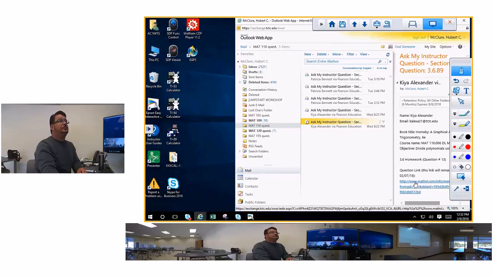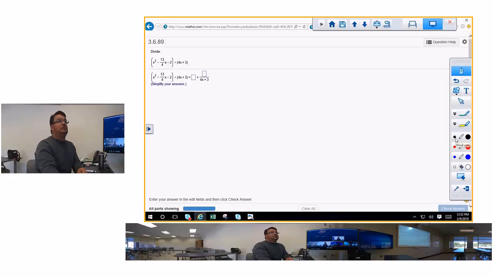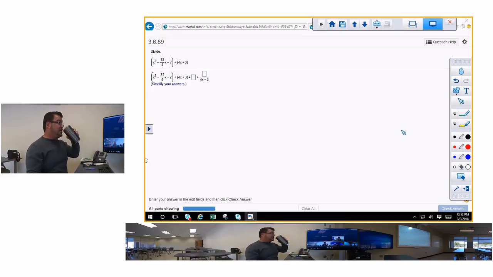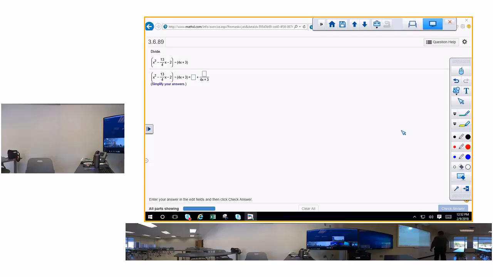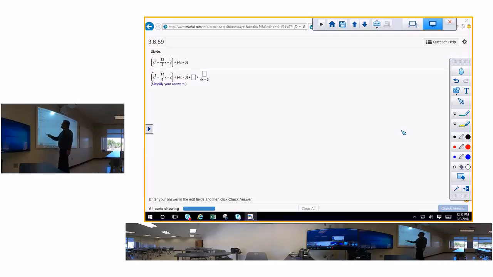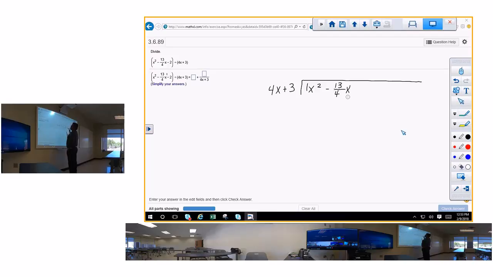And I think this one is long division also. I'll start this one out for you. And again, it's the same type of question, but you've got to make sure everything is there. If anything is missing, you've got to put it in. So let's look. This is x squared, x to the first, x to the 0. Everything's there. Nothing's missing. So all you've got to do is divide. So 4x plus 3 into x squared, that's 1, x squared minus 13 fourths x minus 2.